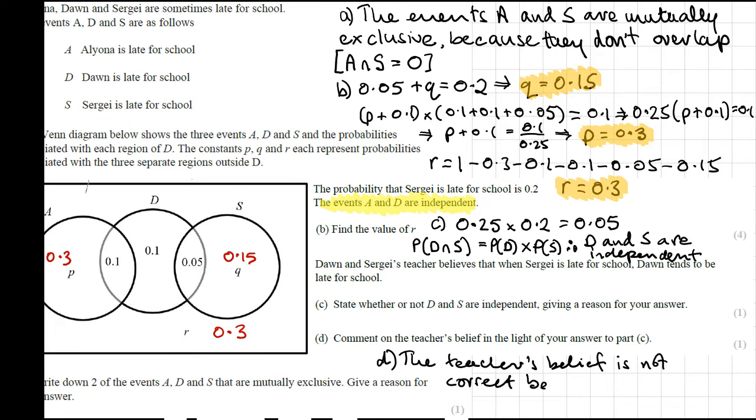because D and S, this is our reason, are independent. So we're not expecting that one's lateness is affecting the other. Their teacher's belief is incorrect.